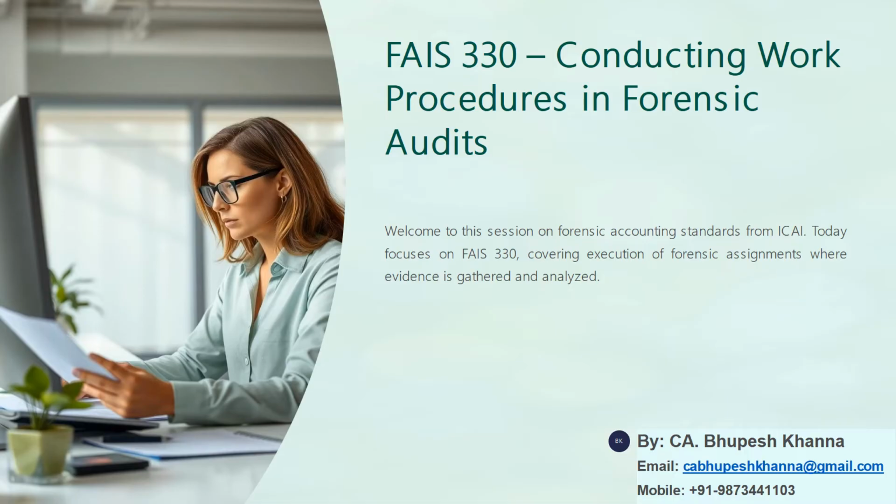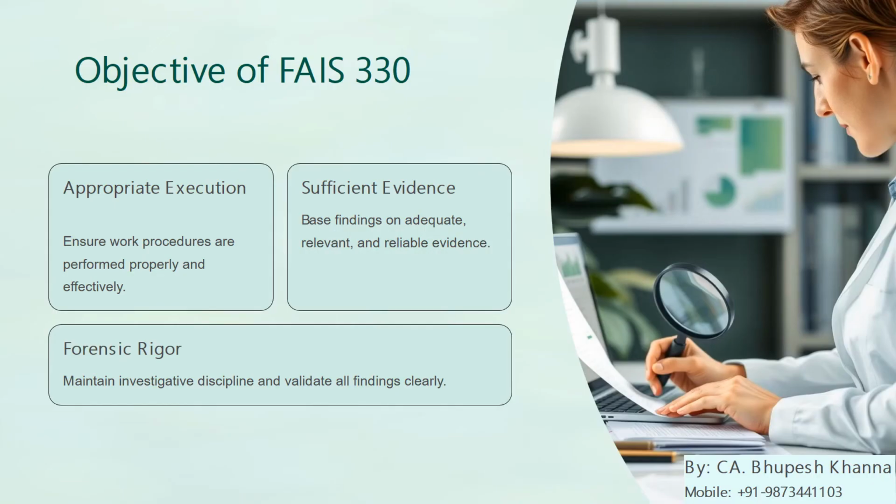FAIS 330 outlines the responsibilities of forensic professionals in carrying out investigative tasks in a manner that is professional, systematic, and aligned with the engagement plan. First topic is Objective of FAIS 330. The primary objective of FAIS 330 is to ensure that work procedures are executed appropriately and effectively so that findings are based on sufficient and appropriate evidence. This standard serves as a guide to apply forensic techniques, validate findings, and maintain investigative rigor throughout the assignment.